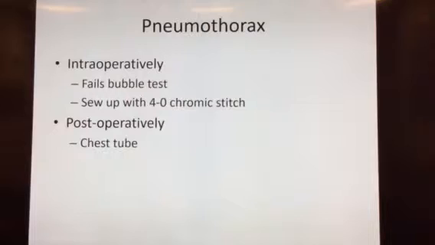Nobody likes to think about pneumothorax, but it's something we need to consider when we're taking a rib harvest. If you experience a pneumothorax intraoperatively, this is someone who's going to fail a bubble test. Depending on how the patient is doing intraoperatively, you want to first talk with your anesthesia provider and manage it if you need to. The way to repair it is to sew it up with a fluorochromic stitch. If you notice a pneumothorax postoperatively on a chest X-ray, then again, if it's small, you can try to manage it conservatively, but otherwise it needs to be managed with a chest tube.